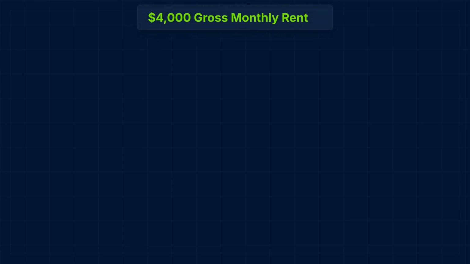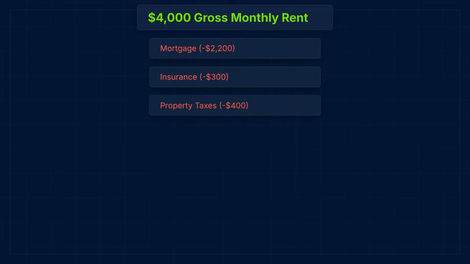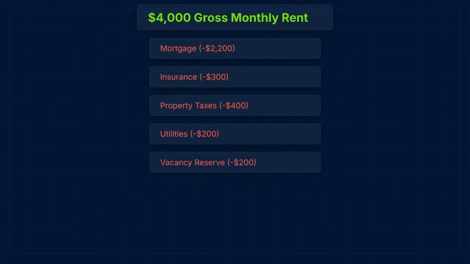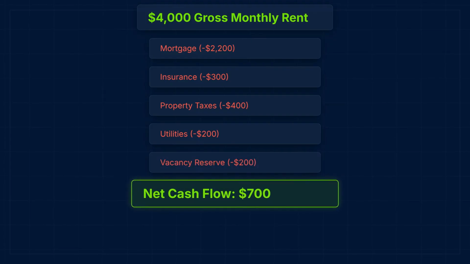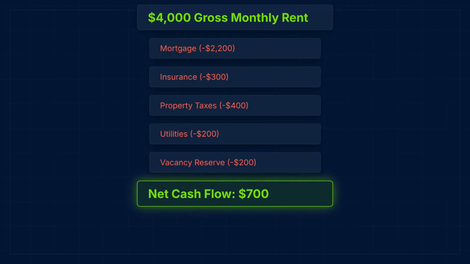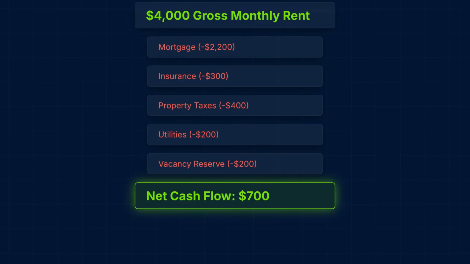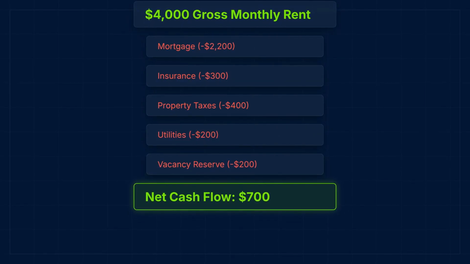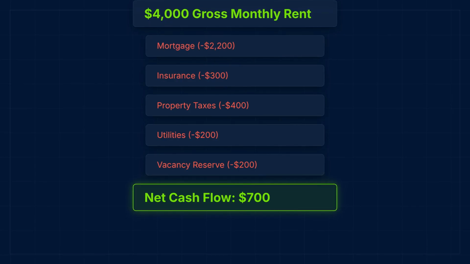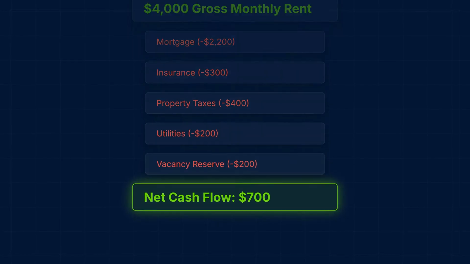You might be wondering, so how do I quickly calculate where a deal actually lands? Here's the math. Take a property bringing in $4,000 gross per month. Mortgage is $2,200. Insurance is $300. Taxes are $400. You cover utilities, $200. You reserve 5% for vacancy, another $200. Your actual net cash flow is $700, not $4,000. Not even close to $4,000. That $700 is what you actually build your life plan around. If that number doesn't work for you, the deal doesn't work, no matter what the gross revenue looks like on the listing.